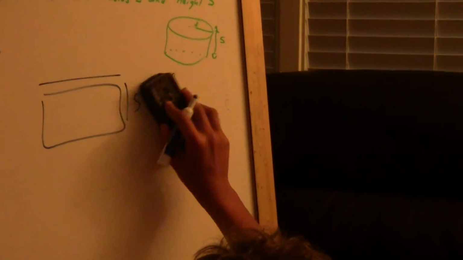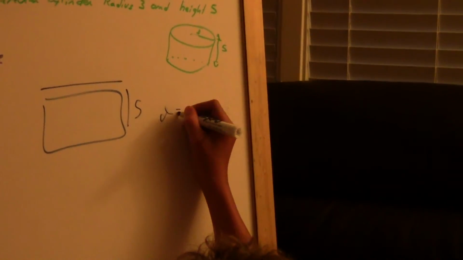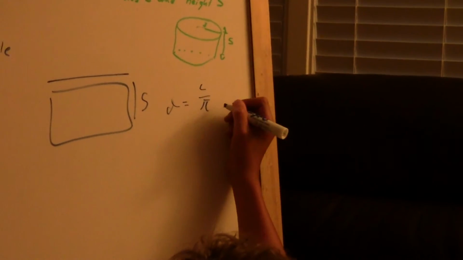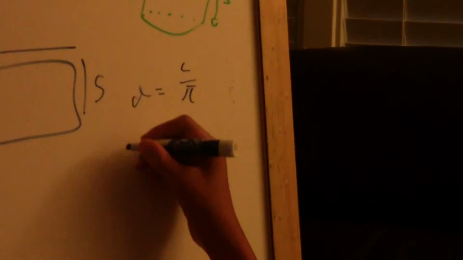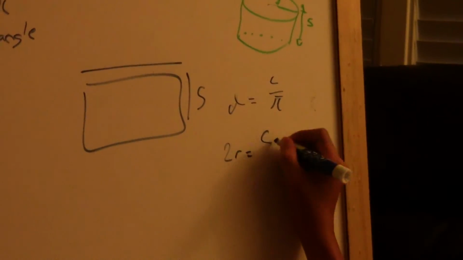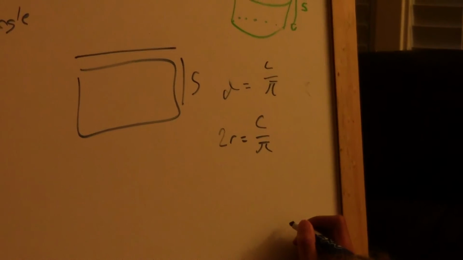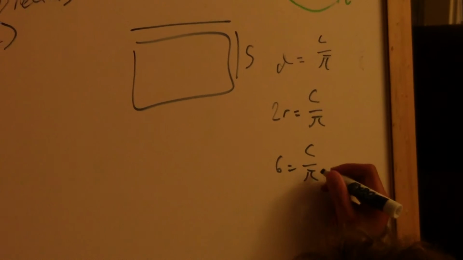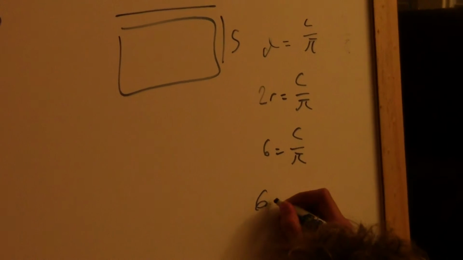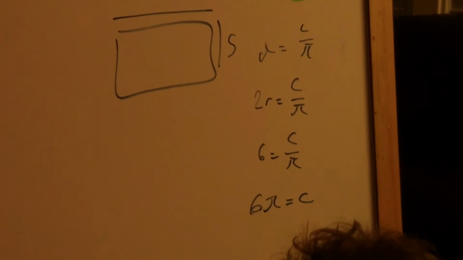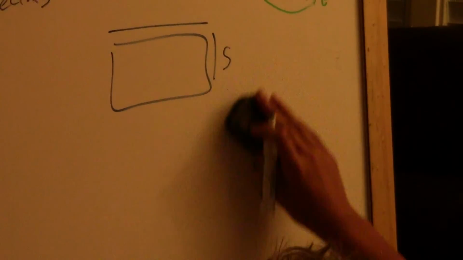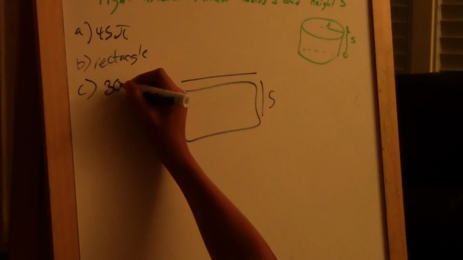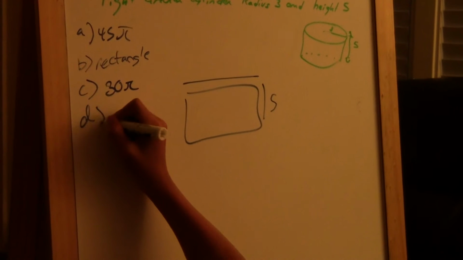Oh, wait. Pardon me. Is d equal to c divided by pi? Yeah, sorry guys. So it is 2r is equal to c divided by pi. And so that's 6 is equal to c divided by pi. We multiply by pi, and it's just 6 pi is equal to c. So 6 pi times 5, that is 30 pi. Okay, D.